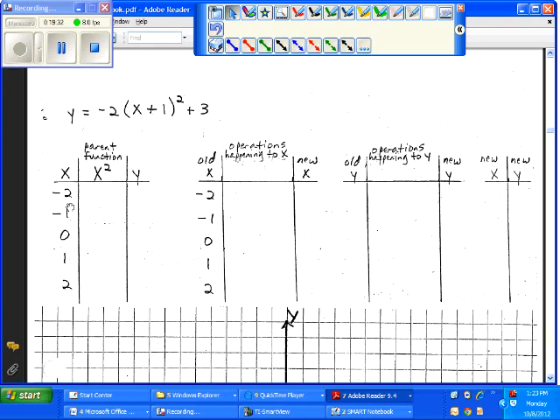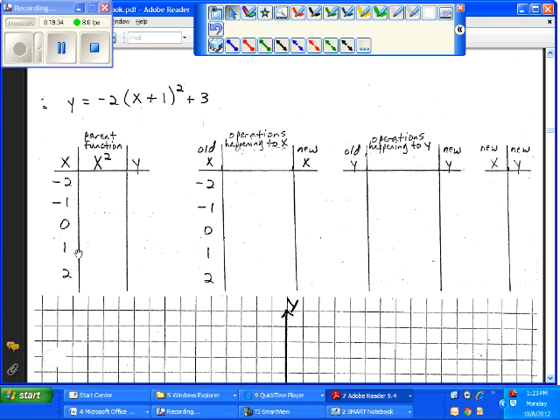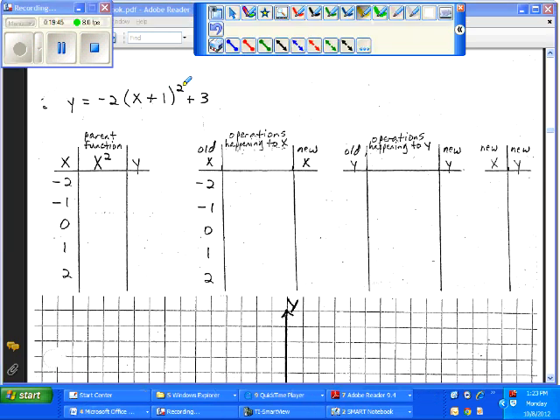Number 2 is a what? Linear, quadratic, exponential, square root. It's got an x square on it. If it's got a square, what is it? It's a quadratic. What's the parent function of a quadratic? Y equals x squared.